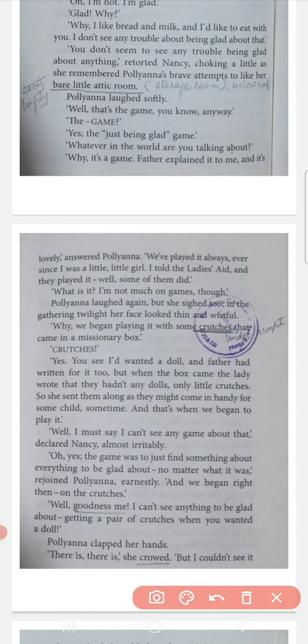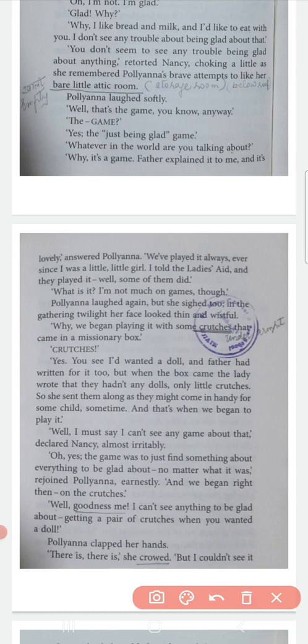Yes, you see, I had wanted a doll, and father had written for it too. But when the box came, the lady wrote that they hadn't any dolls, only little crutches. So she sent them along as they might come in handy for some child sometime. And that's when we began to play it. See, now they were very poor. If we say initially from the very beginning, her father was not so well.